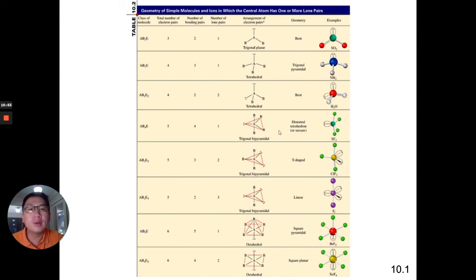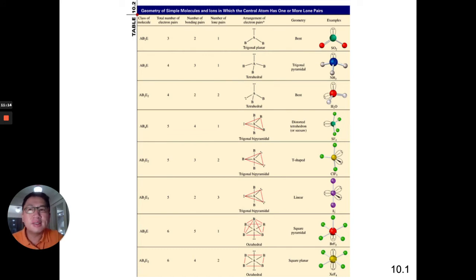4 bonded atoms, 1 lone pair, the shape is called distorted tetrahedron or seesaw. 3 bonded atoms, 2 lone pairs, the shape is called T-shape. 2 bonded atoms, 3 lone pairs, the shape is called linear. 5 bonded atoms, 1 lone pair, the shape is called square pyramidal. 4 bonded atoms, 2 lone pairs, the shape is called square planar. We use this to determine the shape of a molecule.